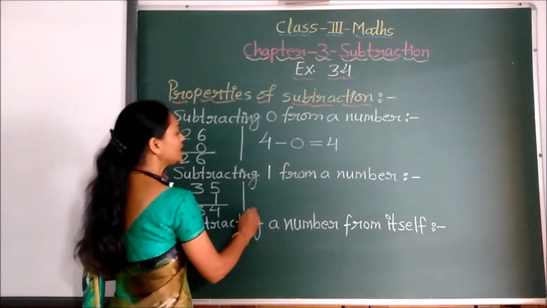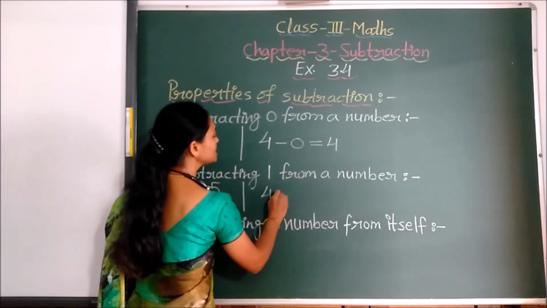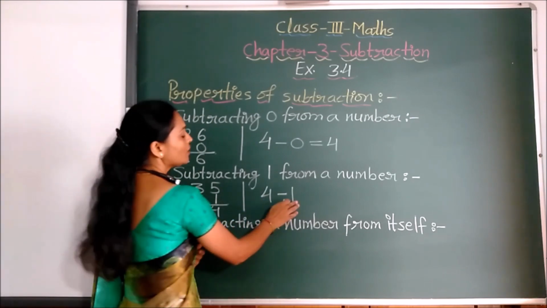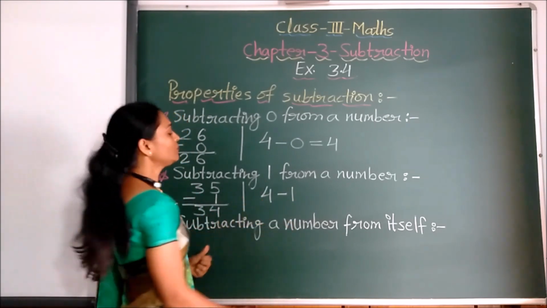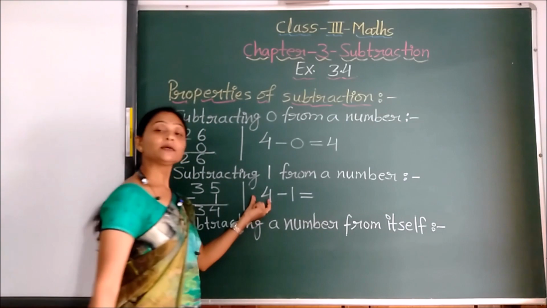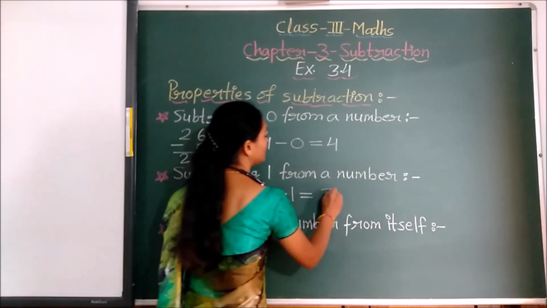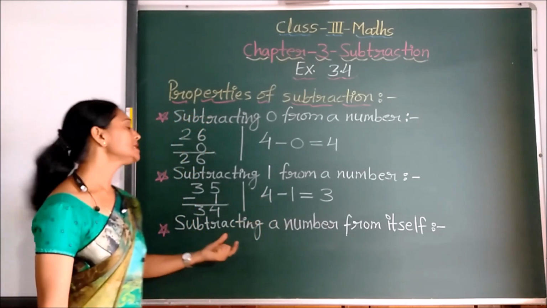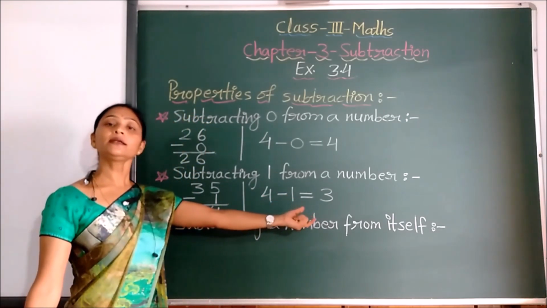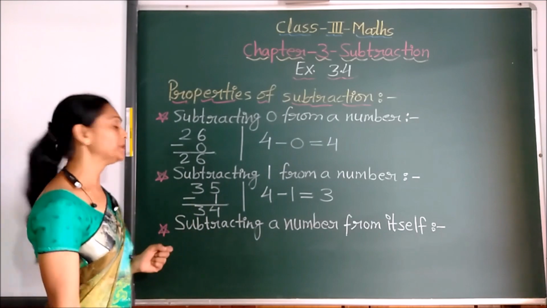Yes children? So, here we may take one more example. See, if we are subtracting 1 with this 4, then what we will get? What is the predecessor of this 4? Which number comes before this? That is 3. So, we will get 3. Means directly you may write the predecessor of that number.